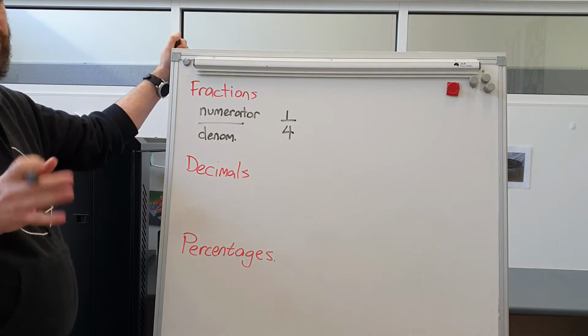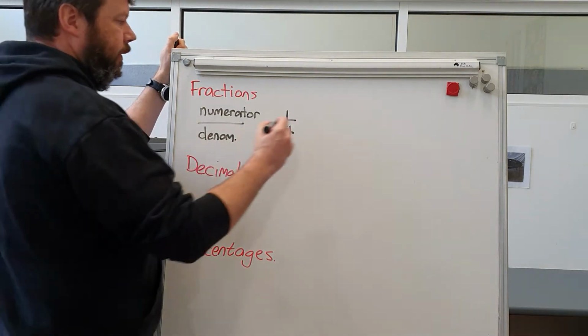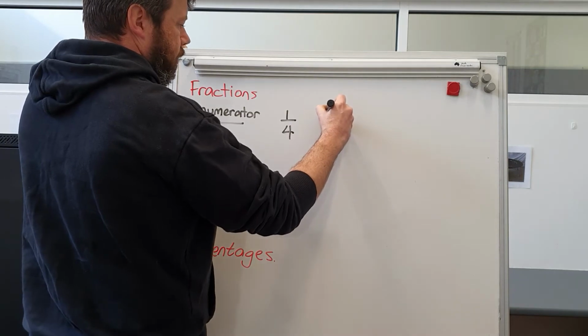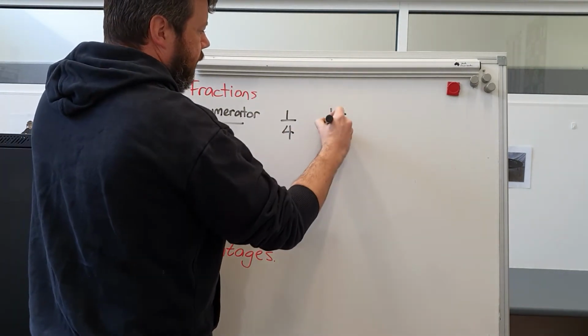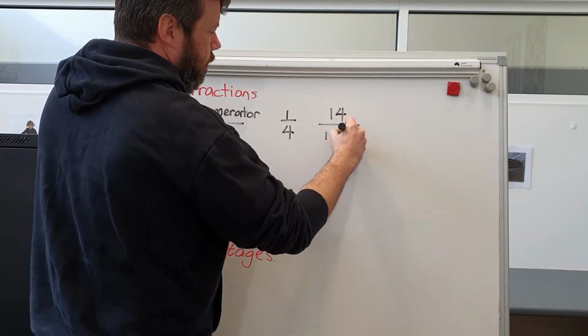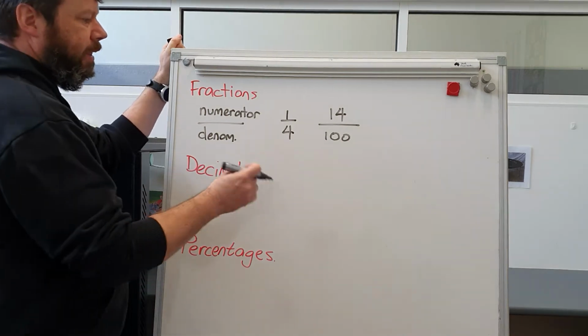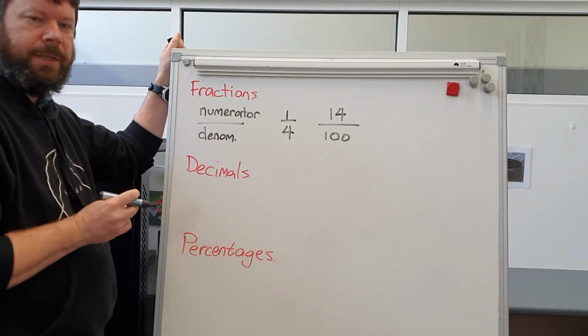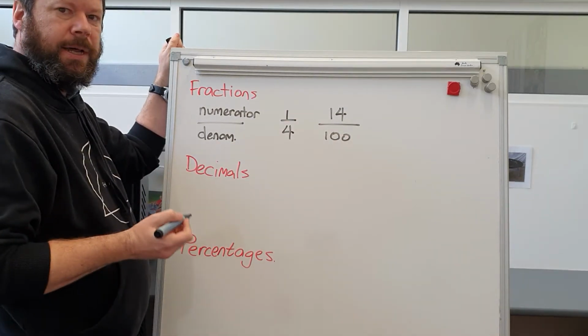With our numbers, we use tens, hundreds, thousands. So we can have a fraction that has tens, hundreds, thousands. So we might have 14 slices of pizza cut into 100 slices. Now that lets us make it straight into a decimal. So we have 14 hundredths.